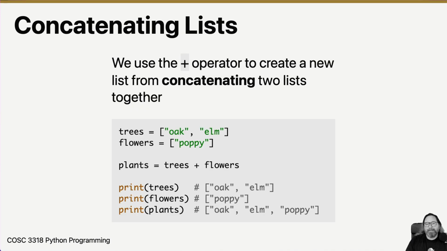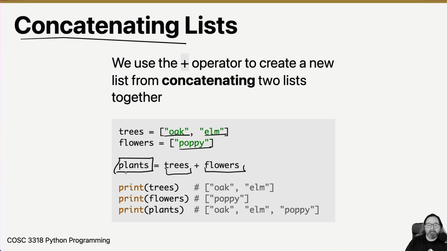We can also create a new list by taking 2 lists and adding them together, otherwise known as concatenating. So concatenating just means putting the 2 things together, and in order, that's the important part. Concatenation means in order as well. So if we have a list of trees that has oak and elm in it, and we have a list of flowers that just has the poppy flower. If we add those together, trees plus flowers, to get a new list named plants, we can see that plants contains what was first in trees, oak and elm, and then poppy on the end, right here, poppy.